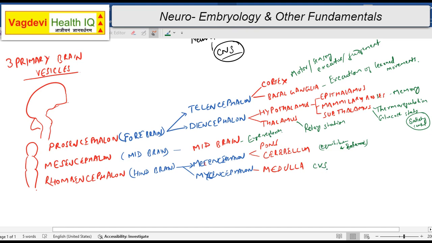Medulla: cardiovascular center is there. Respiratory center is there. Yes, vomiting center is there. Anything else? Important: swallowing center is also there. Nice. So this is the basic description of how to go about it.